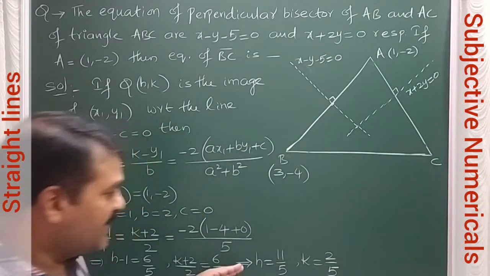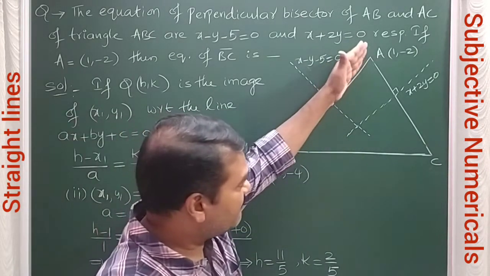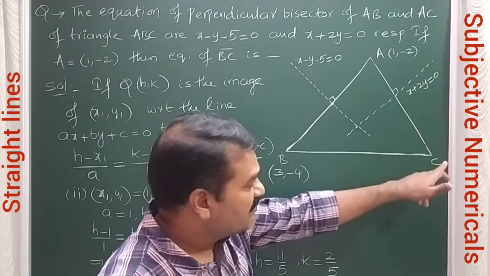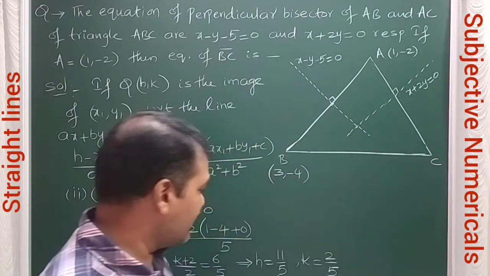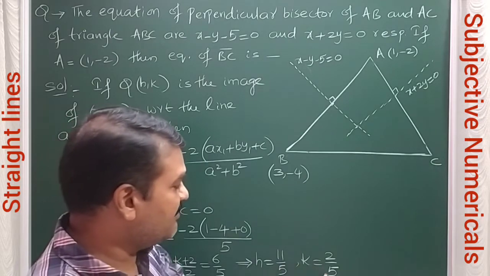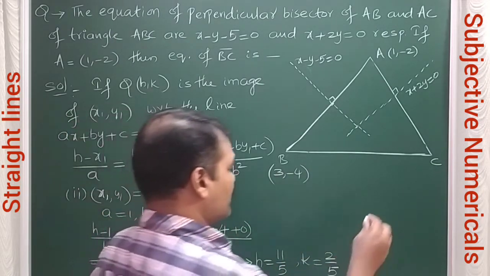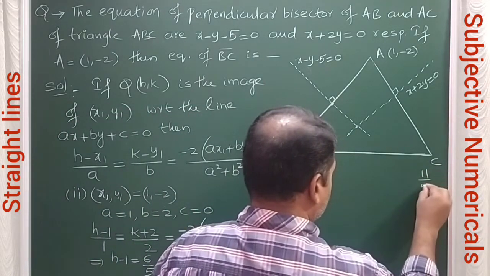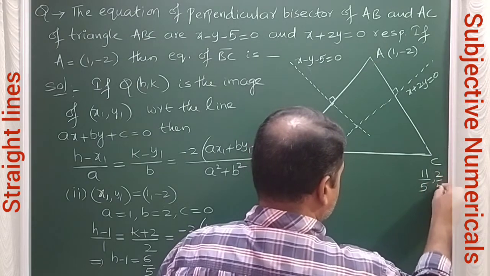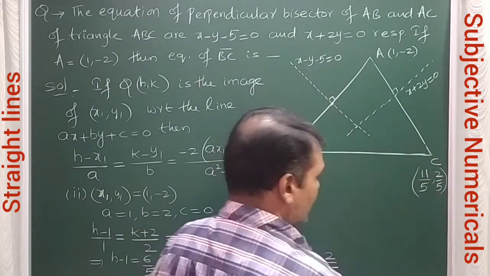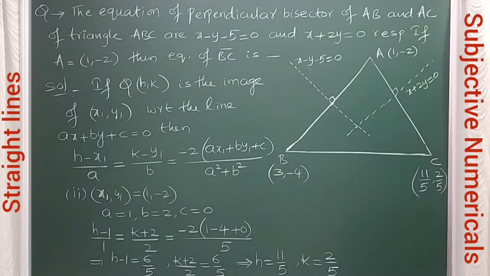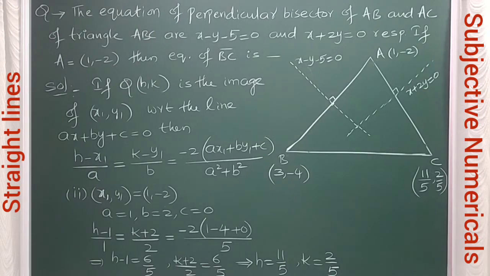So in the second case, the image of A with respect to this line gives us C. Whatever we are getting here is nothing but the vertex C. So 11 by 5, 2 by 5, this is C. So we got both B and C now. Using the 2-point formula, we can find the equation of BC. So now let us find the equation of BC.